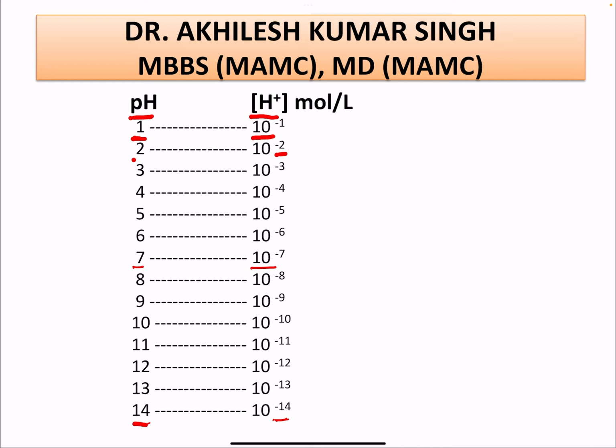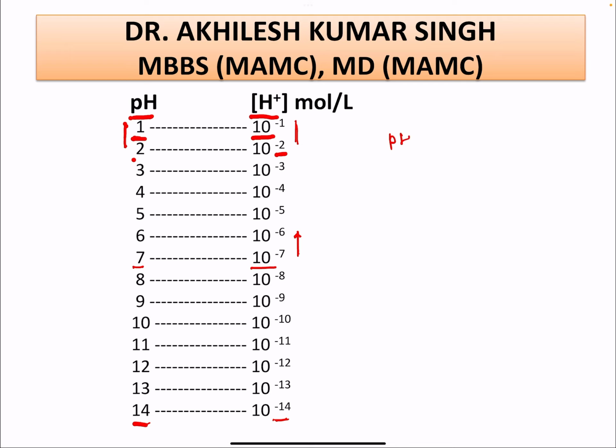So you can see in this table that if the pH increases by 1, then the concentration of hydrogen ion decreases 10 times. And what is the vice versa? The vice versa is that if the pH is decreasing by 1, then the concentration of hydrogen ion increases by 10 times. So in this, the question is asking what happens if the pH changes from 7 to 2.